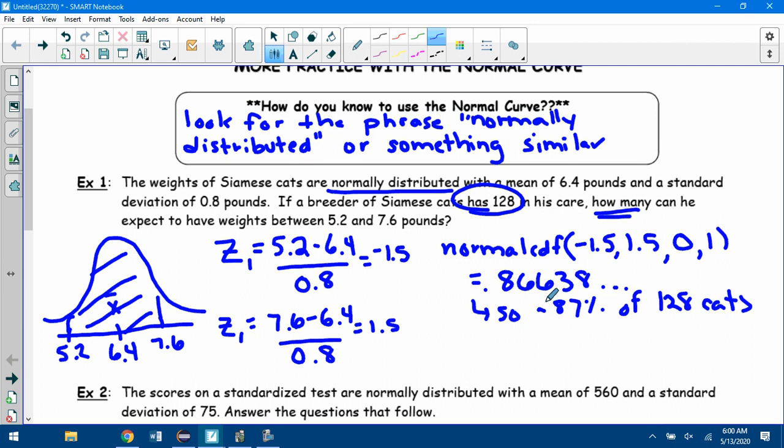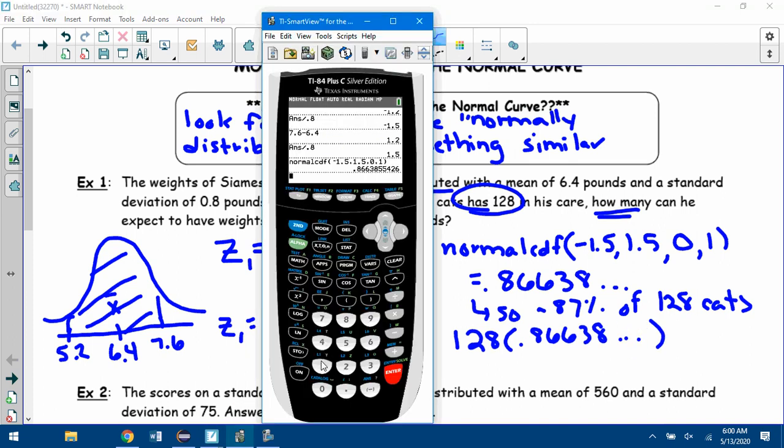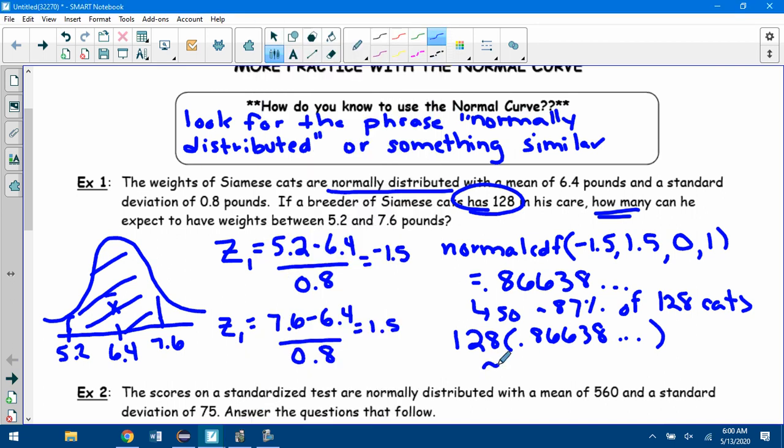So if I want an actual number of how many cats, I would take that 128 and multiply it by that percentage we got, and it's better not to round it. Since it's on my calculator anyway, I can just do 128 times that answer, and I get about 111 cats. I would just round it like normal. You can't have a percentage of a cat. So that takes you through pretty much what we did yesterday. The only difference here, I don't think we had any how many questions yesterday. That just means multiply by the number.